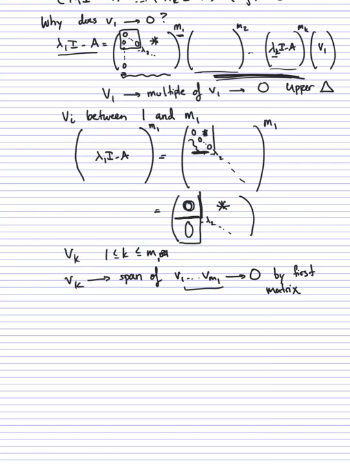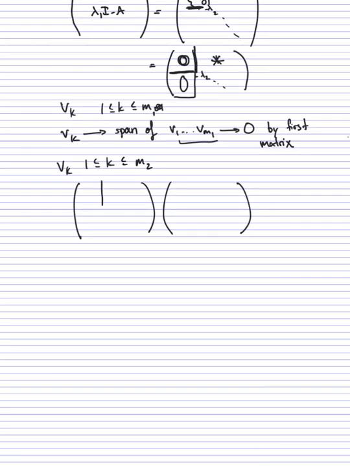Okay, so maybe I'll just say how you do the second block. So if you have vk for 1 less than or equal to k less than or equal to m2, what you'll end up with is two blocks. The first one looks like this block of zeros, which is m1 by m1. The second one won't have this, but it will have a block of zeros, which is m2 by m2. Okay, the same exact argument for the first matrix will give you a block like this.